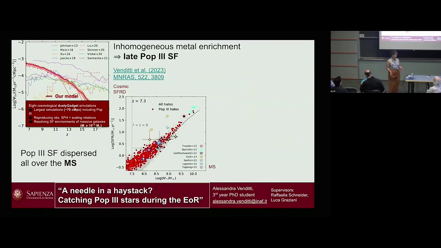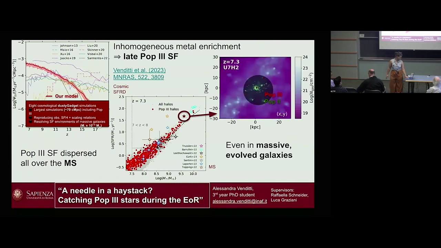So in the simulations, I find that POP3 stars are found in galaxies all over the main sequence of star-forming galaxies, as you can see from the red dots in the main sequence plot here. And they are even found in massive and evolved galaxies that already host metal-enriched stellar populations.